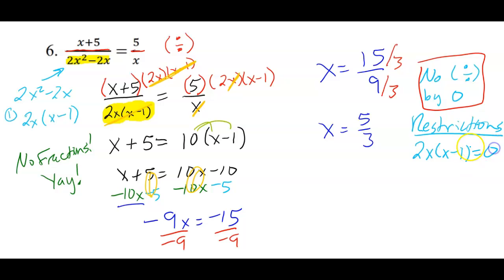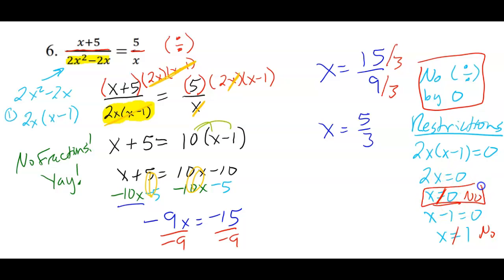Where is that 0? Well, that's going to be when 2x is 0, which means x is 0, and when x minus 1 is 0, which means x is 1. So that's where it equals 0. But what is my rule? This is not possible. So I don't want any x equals 0. That would be no. And I don't want any x equals 1. That would also be no.